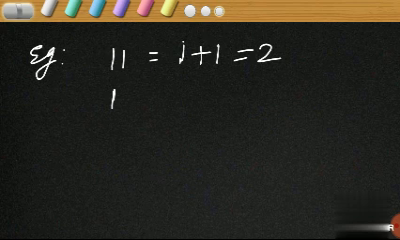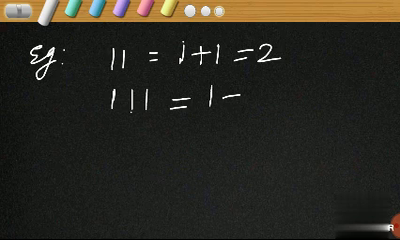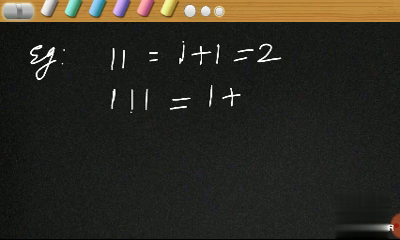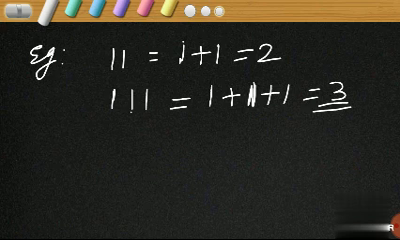Next, III. 3 I's. What is the value for 1 I? 1. Repetition means addition. In this question, I is repeated how many times? Yes, 3 times. So 1 I is 1, plus the other I, 1, plus the third I, 1. So what is the value? This value is 3. Okay.